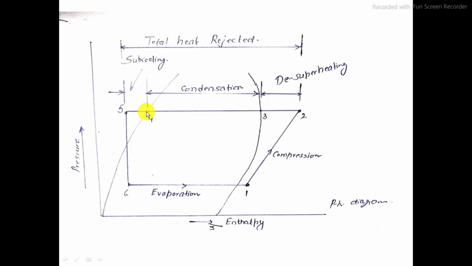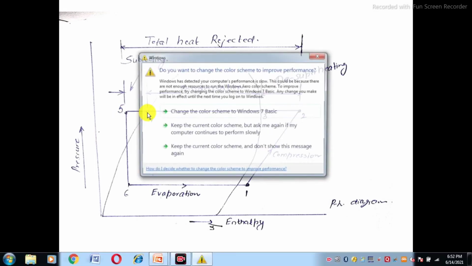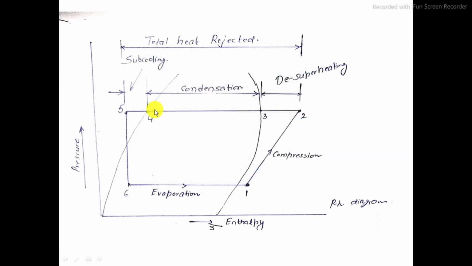The temperature of the saturated liquid refrigerant is again decreased to point 5 so that we can increase the refrigerating effect. Then from 5 to 6 there is an expansion process. That means we decrease the temperature and pressure of the refrigerant. This liquid refrigerant at low pressure and low temperature goes into the evaporator and evaporation takes place, means the refrigerant becomes vapor again at point 1, and then the compression process will start again.